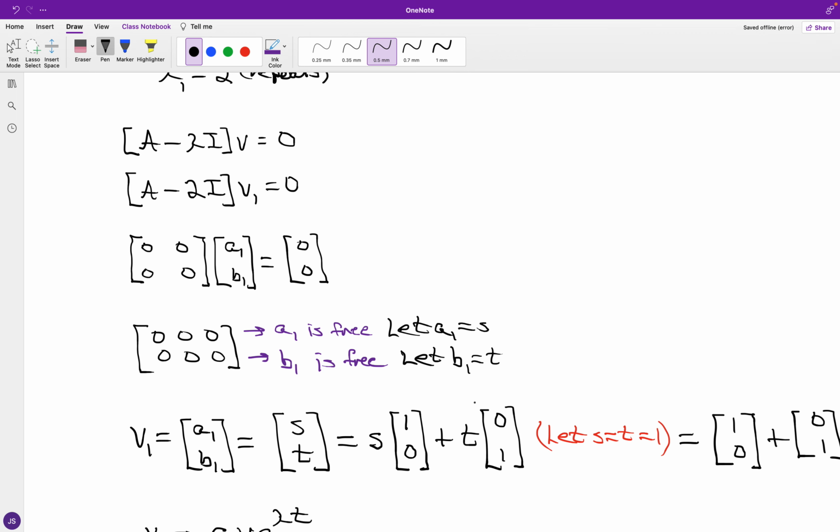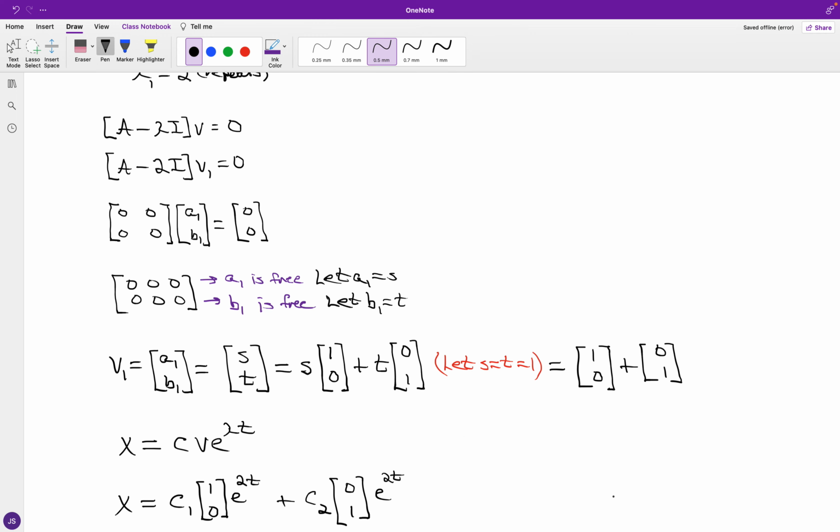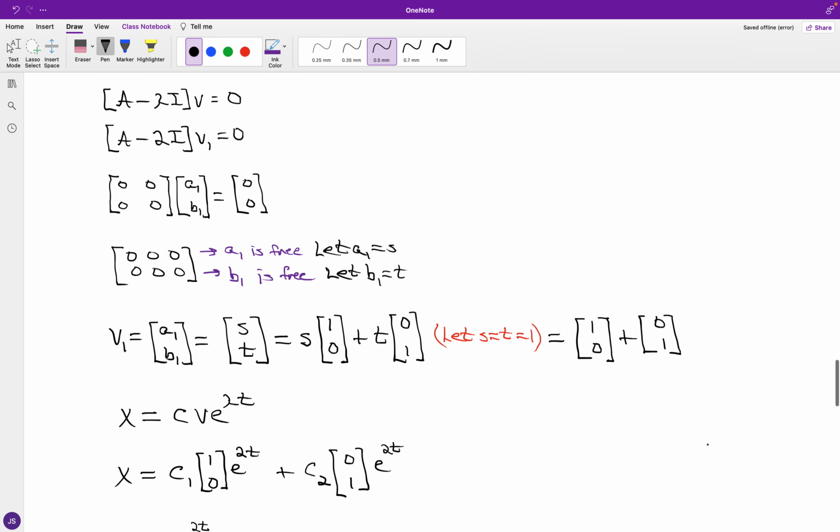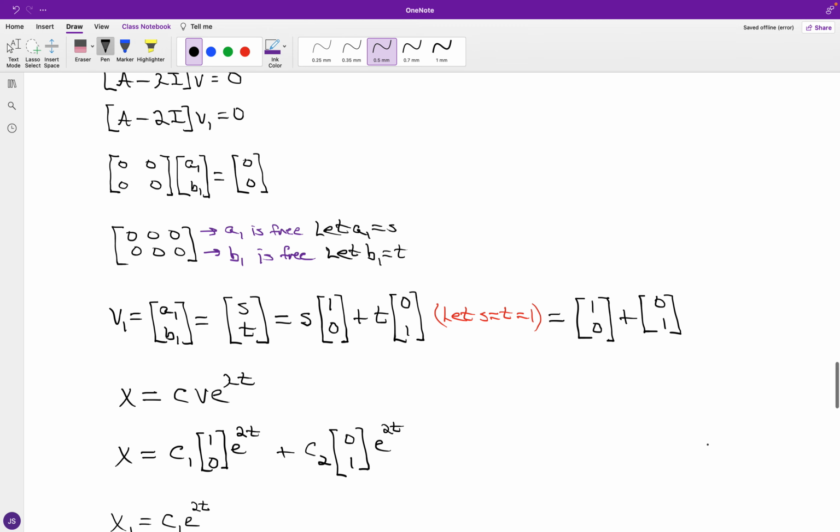And if we let both s and t be equal to 1 and just use the basis vectors, we can say that v sub 1 is equal to the sum of these 2 by 1 matrices. We have [1, 0] plus [0, 1]. And then looking at what we have in the system.